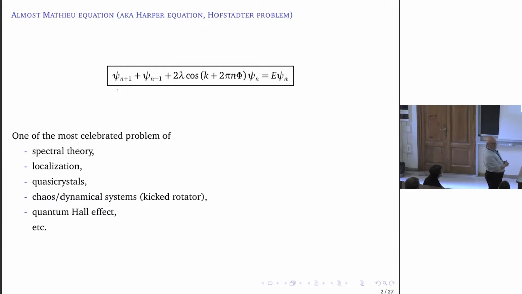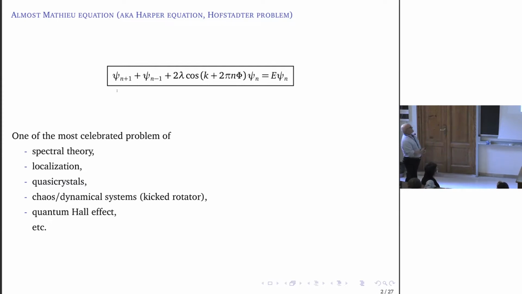with two adjacent diagonals and cosine periodic functions sitting on the diagonal. Is k an integer or is it an arbitrary number? It's inside cosine, so it's from 0 to 2 pi. K is a real number. Yeah, a real number. If you replace it by a second derivative instead of a difference, it's called the Mathieu equation. It describes an electron in a periodic potential. And this is a tight binding electron in a periodic potential.